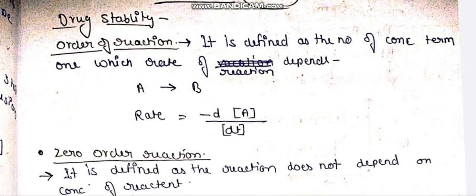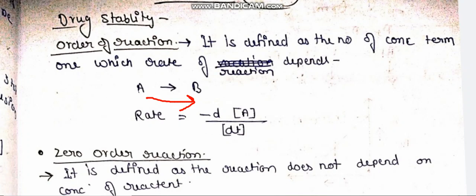Order of reaction is defined as the number of concentration terms on which the rate of reaction depends. For example, if we are taking A as reactant, and this A is converting into B, then rate will be equal to minus dA upon dt.